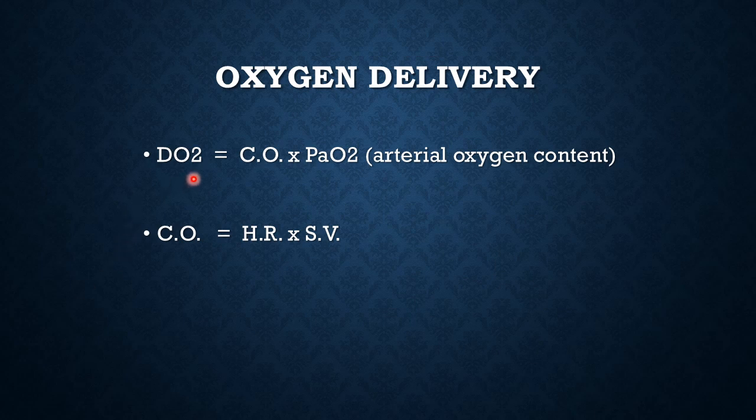Delivery of oxygen is cardiac output multiplied by the arterial oxygen saturation. And we know that cardiac output is heart rate multiplied by stroke volume. So heart rate, stroke volume, and the partial pressure of oxygen in the arterial circulation. These three factors affect the delivery of oxygen to the tissues.